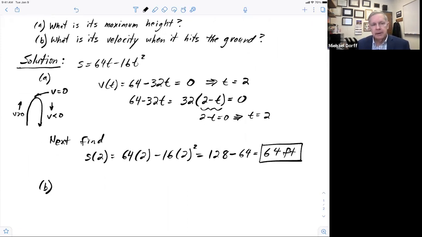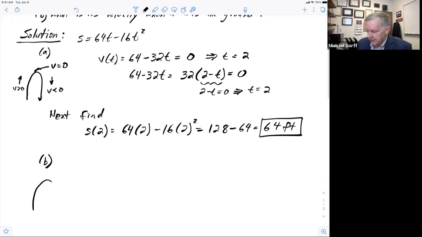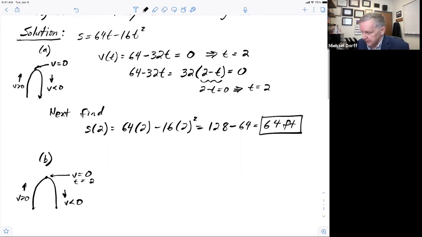So again, it's going up. As I showed earlier, it goes up. Velocity is positive when it goes up. Here, velocity is 0. And we knew that also this happens when t equals 2. And then as I'm going back down again, the velocity is negative. And the velocity will become more negative as it gets closer and closer to the ground. And we want to figure out what is that velocity when it hits the ground.